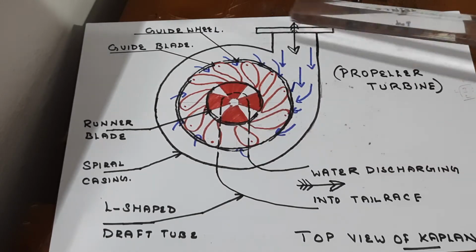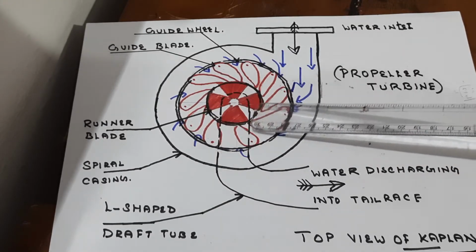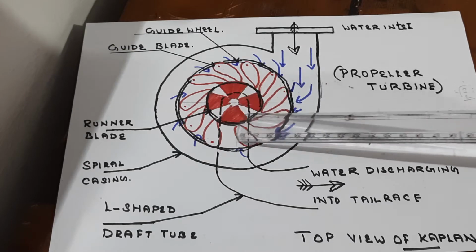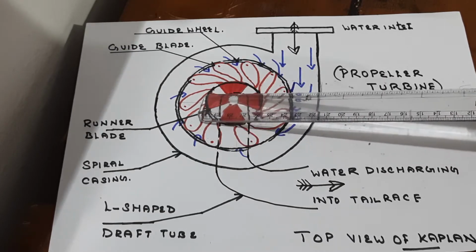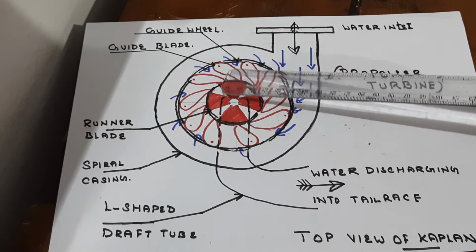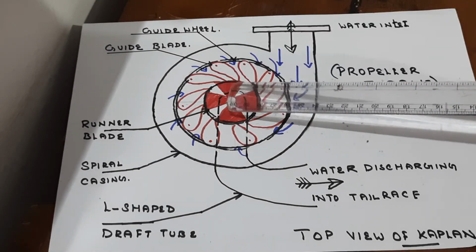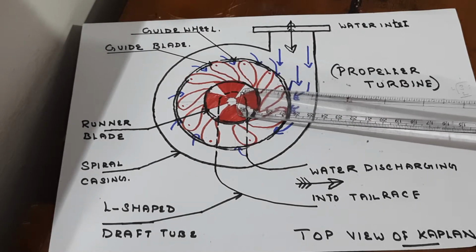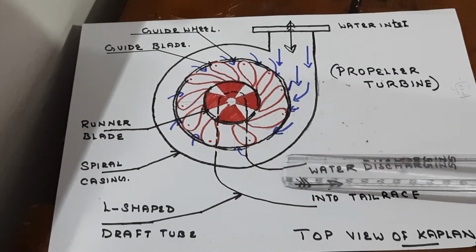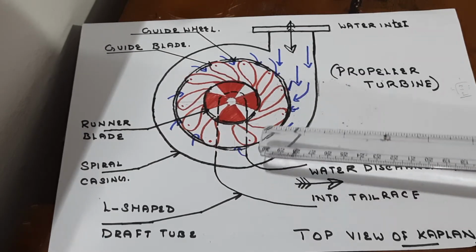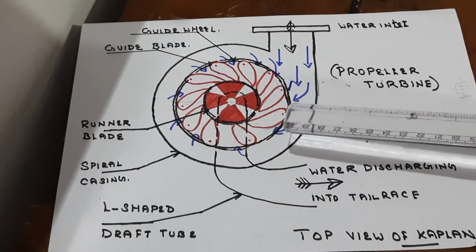So you can see the hydraulic energy is converted into kinetic energy. Kinetic energy makes the runner blade rotate, which is mounted on a shaft, which when rotated is coupled to an electric generator and generates electricity. So the whole process: hydraulic energy is converted into kinetic energy, into mechanical energy, for the supply of electricity. So this is how the principle of your Kaplan turbine works.